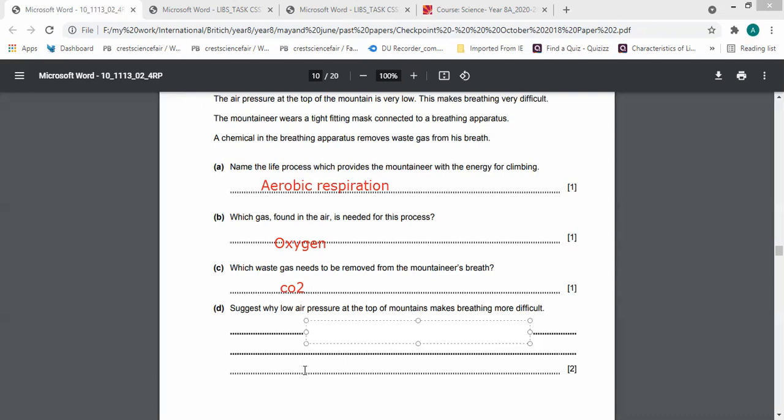We know that as we go up, the amount of oxygen decreases, right? Yes. Why? Because oxygen is heavier than air in density. So as we go up, the oxygen goes down and the air goes up. And the carbon dioxide increases as we go up. Oxygen decreases and carbon dioxide increases.